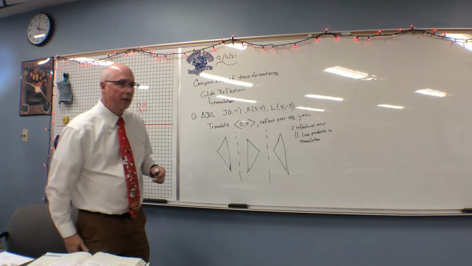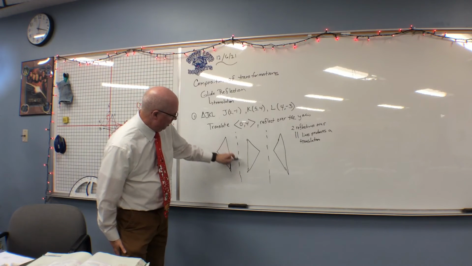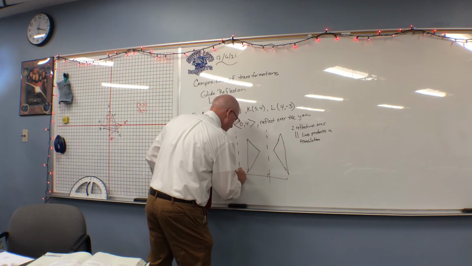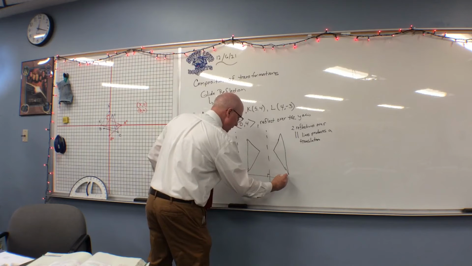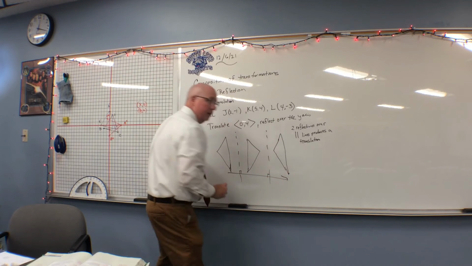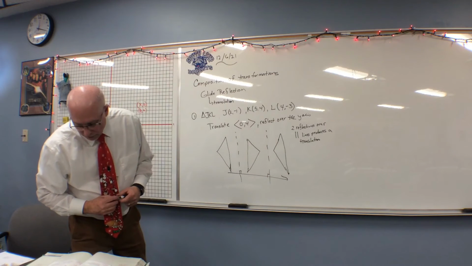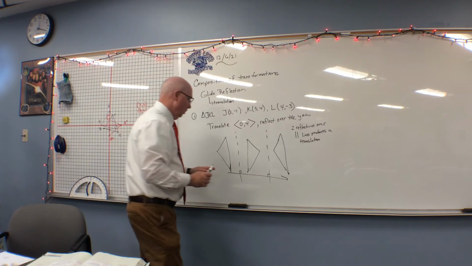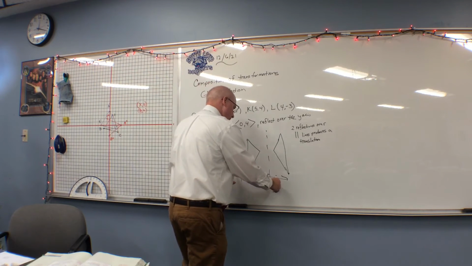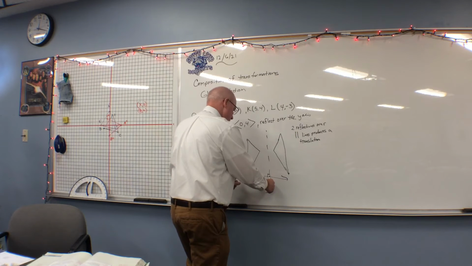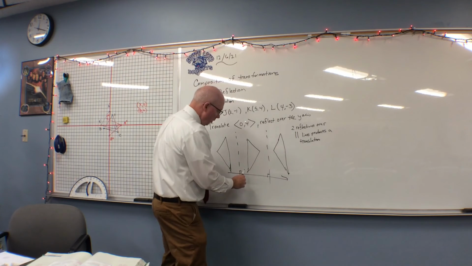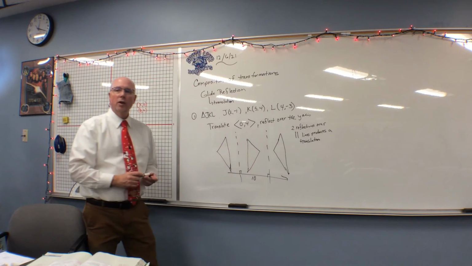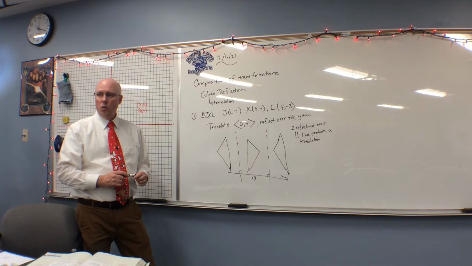Now the translation vector is perpendicular to the parallel lines. In other words, this line here is the translation vector. And this distance from here to here is what? What does it say? Twice the distance between the 2 lines. So if you know how far it is from here to here, say this is 10, then the distance between the 2 triangles is 20. It's twice the distance.